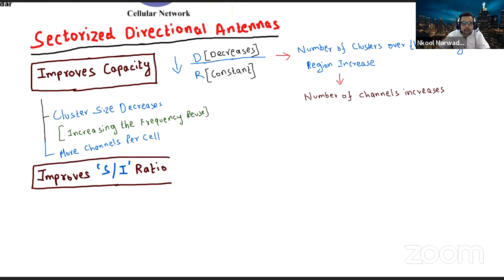And hence we can say that, okay, so now let us feel how it is happening. We have already seen that cell sectoring reduces the co-channel interference. You are convinced with this fact. So cell sectoring reduces co-channel interference.